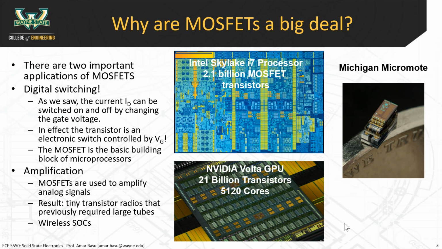Yes. Great, great. So why are MOSFETs such a big deal? There's two important applications, and both of these applications, you could argue, have really transformed the way that we live compared to what technology was like only about 15, 20 years ago. The first aspect is digital switching, and the second is amplification. So the first application of a MOSFET is digital switching. The current in a transistor can be switched on and off by changing the gate voltage, and we'll talk about why that's the case.